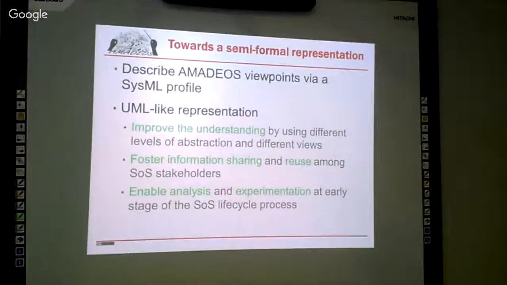So, after the description of all the concepts, we made this abstract level by creating all these connections. And from then, we went to describe all these viewpoints that we have taken in Amadeus in a SysML profile. It's a UML-like representation. We can improve understanding by using different levels of abstraction for the different views. We foster information sharing and reuse, and we enable analysis and experimentation at a very early stage of system genesis or design. Because if I start making SysML or UML designs, I can do many useful things during this process.